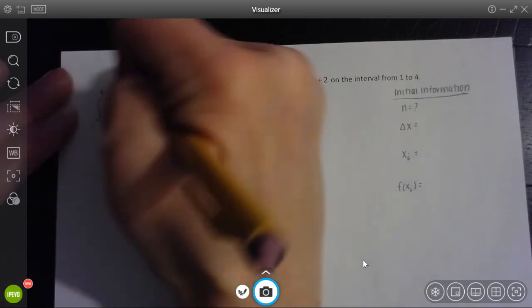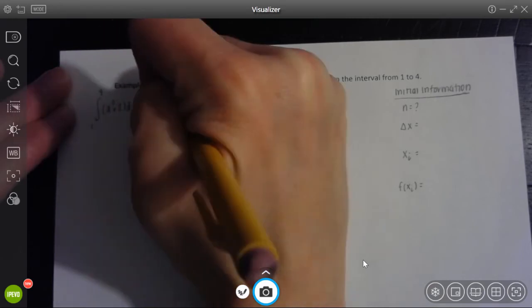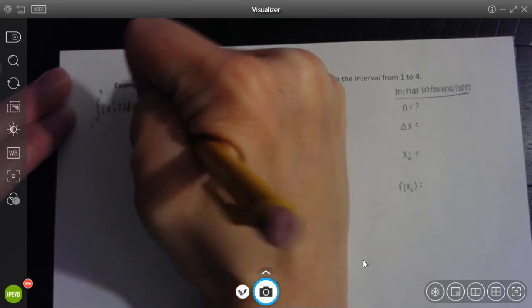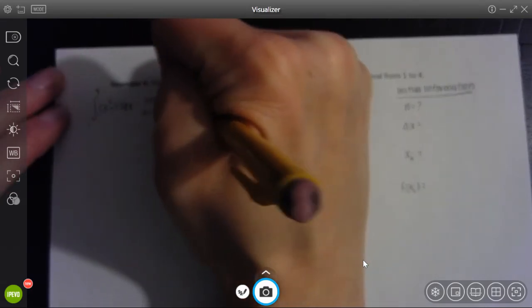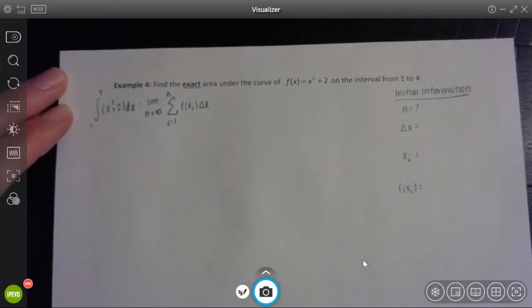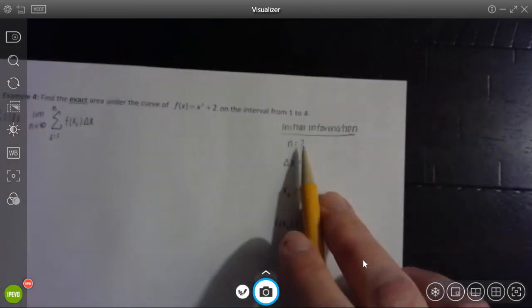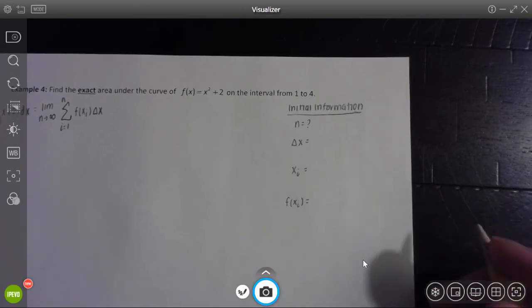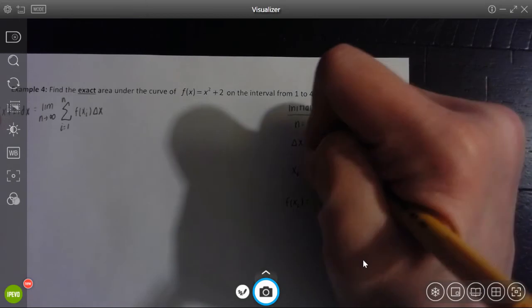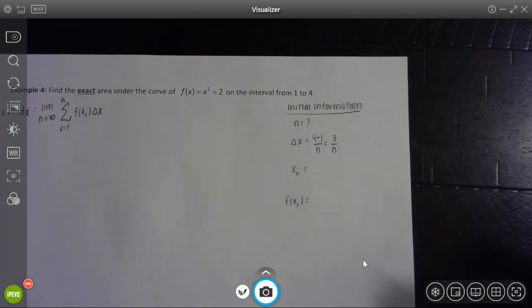dx, which again is equivalent to the limit as n is approaching infinity of our summation from our first subinterval to our nth subinterval of f of x sub i times delta x. So our initial information here, again, we're not sure about our number of subintervals, so we're not sure about n because, again, we're approaching infinity there. Our delta x is going to be our b minus a divided by n. So b minus a would be 4 minus 1 divided by n, which is going to give me 3 over n.